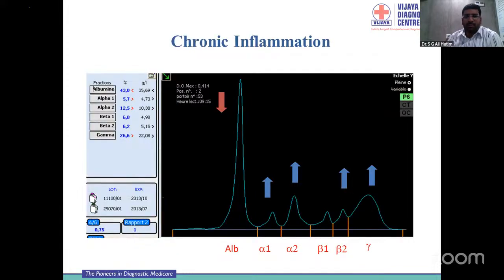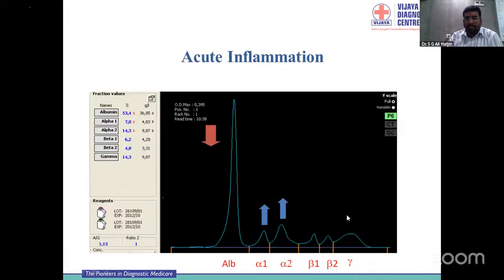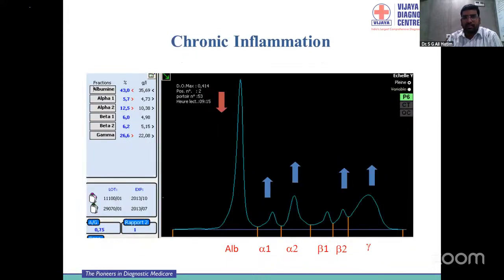Coming to chronic inflammation, there you can clearly see the gamma has a peak. Compared to acute inflammation, it is slightly normal, and this is definitely increased. How much it is increased, we can see here with the concentration. Here albumin is decreased, alpha 1, alpha 2, beta 2, and gamma fractions are increased. So this is the pattern of a chronic inflammatory condition. Any chronic inflammatory condition, if you want to report, usually these are the representations.